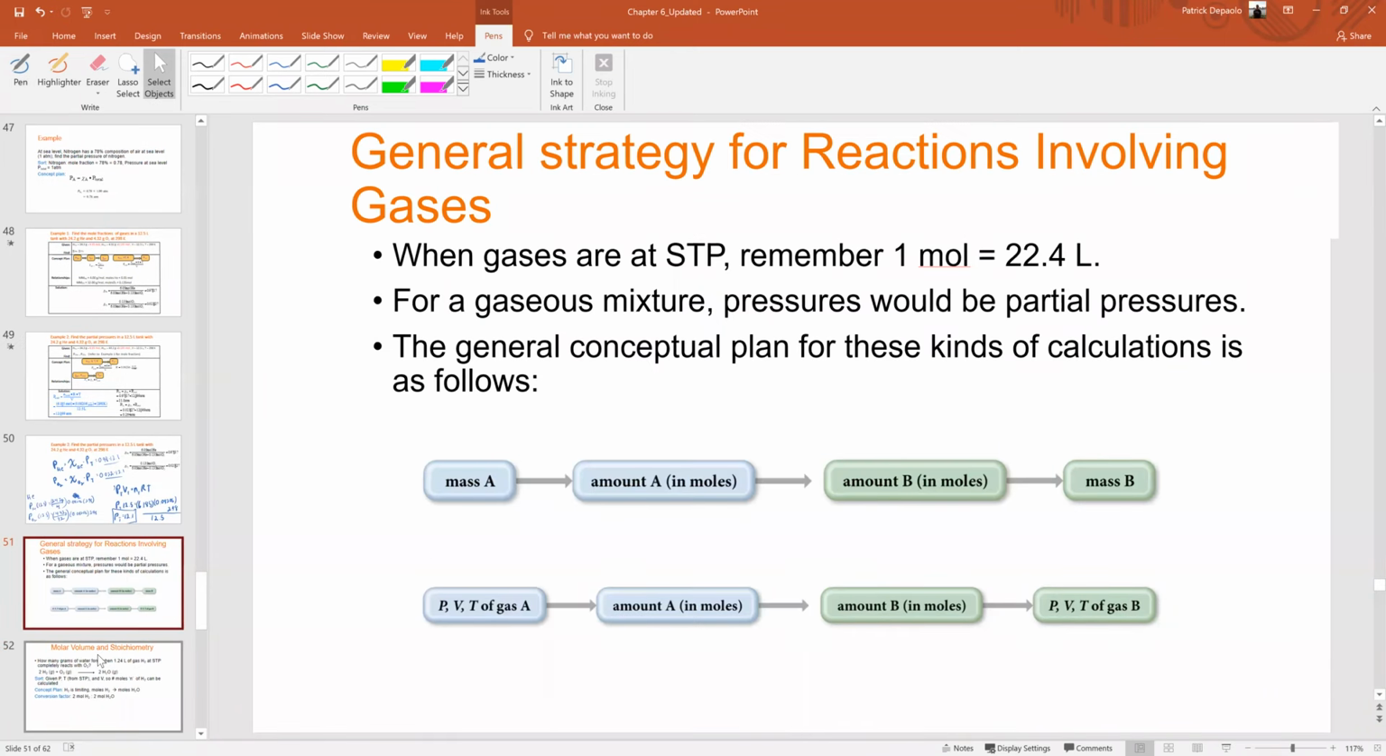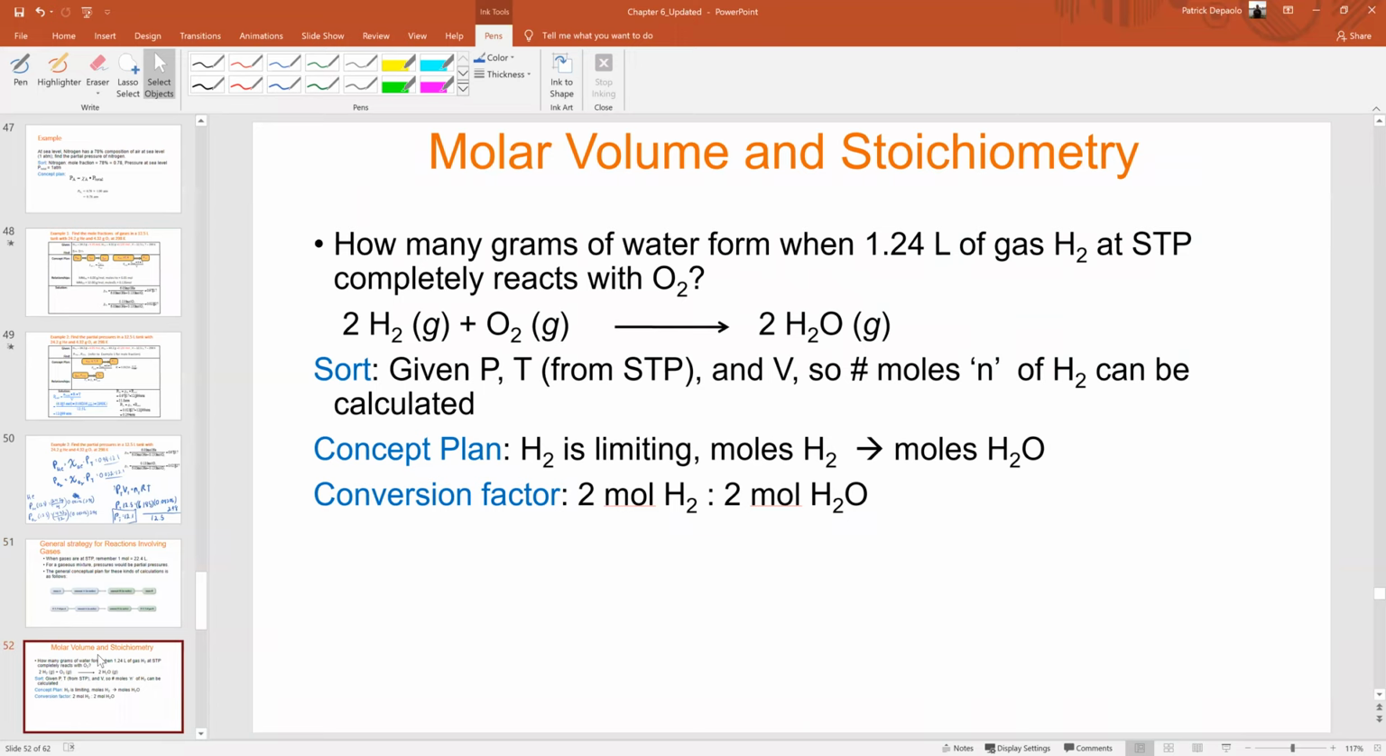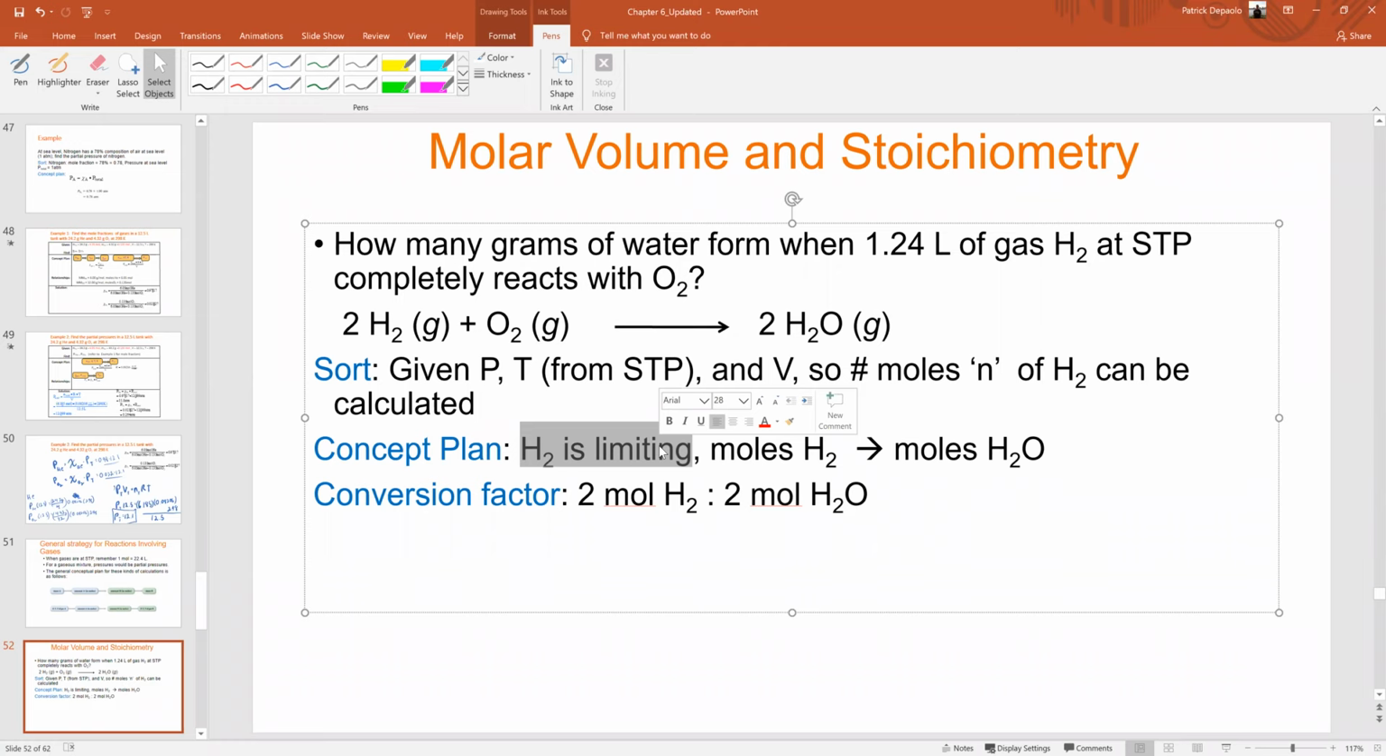Okay, now something we can do is use what we just learned in stoichiometry. So we're basically combining everything that we learned so far. The question: how many grams of water form when 1.24 liters of H2 at STP completely reacts with O2? From all this information, we can figure out how many moles of gas. And because it completely reacts with O2, we know that H2 is limiting. So H2 is going to go through the reaction completely.